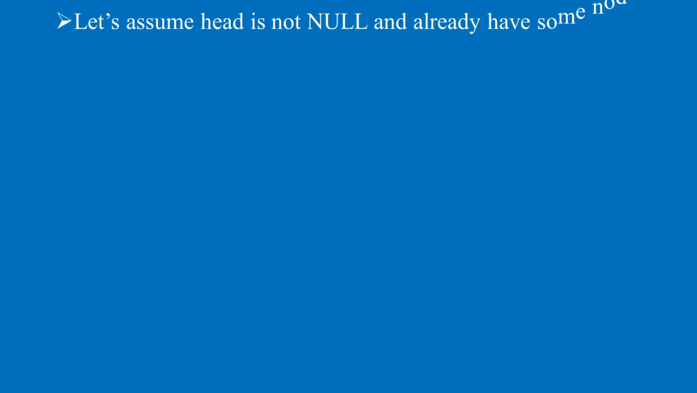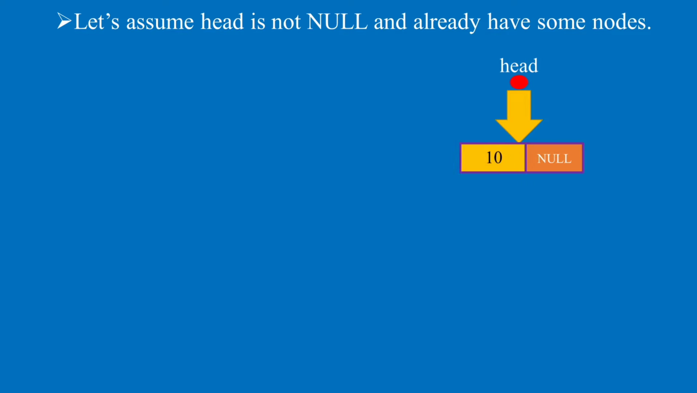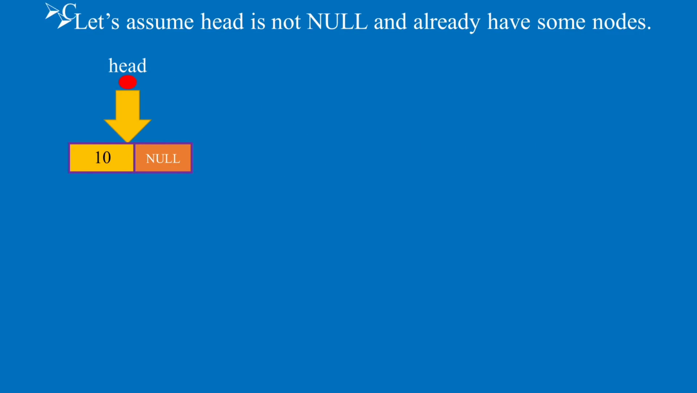Let's assume the scenario where head is not null, and the linked list already has some nodes in the list. Consider the address of the first node as 0x1000.